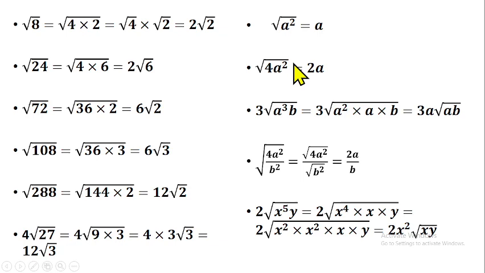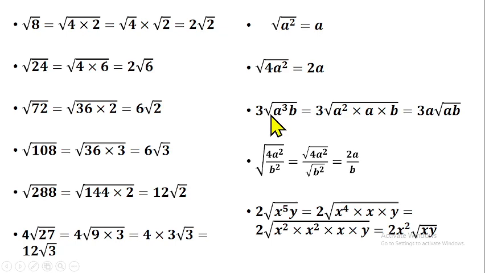Then let's look at 4√a². 4 is a perfect square. a² is also a perfect square. So what is √4? That is 2. And what is √a²? That is a. Do you understand that now? Good. Let's look at this. 3√(a³b). 3√(a³b).